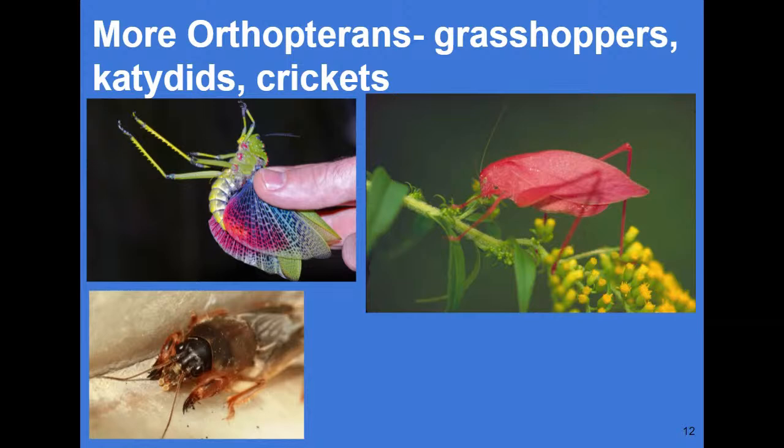And crickets are also quite common. This is one of the underground ones. This is a mole cricket. They've got modified front legs so they can dig. They're kind of cute.